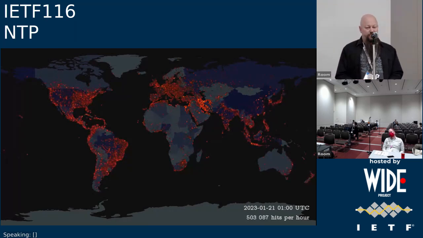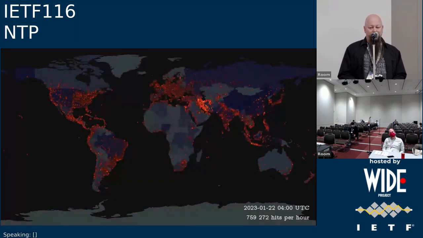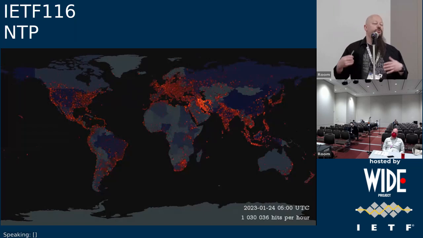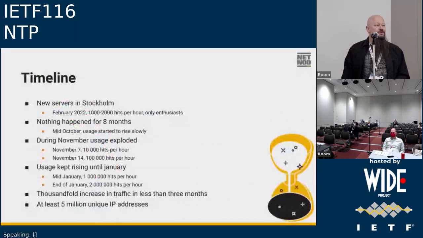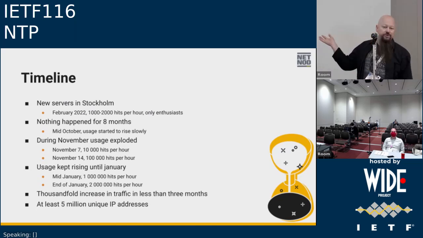So we had to do, or rather not me, our poor operations team had to scramble a bit, set up load balancing. So we set up 2 NTS KE servers and added a load balancer on the IP level in front of it. And as you can see, the traffic kept on increasing. So at the end of January, we're up to about 2 million hits per hour. So that's a 1,000, 2,000-fold increase in about 3 months. So quite fun. Here's a timeline if you are watching this afterwards or want to see the figures.